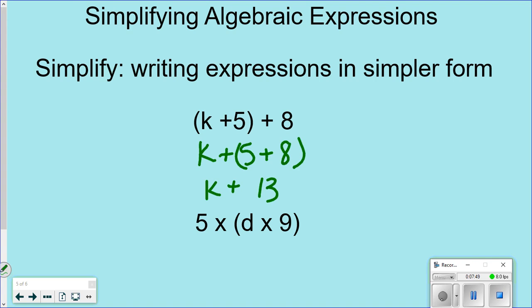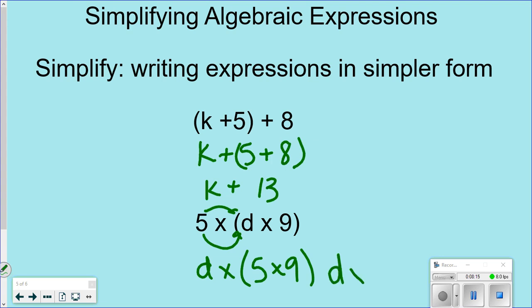Okay, the next one we have is 5 times parentheses d times 9 end of parentheses. If I look at those two things, what can go together? You're probably thinking the 5 and the 9. So according to the properties, we're going to flip these two things. It's going to be d times 5 times 9, and there we use the commutative property because we just flipped two things. And then the answer would be d times 45. Okay? So let's try a few more here.